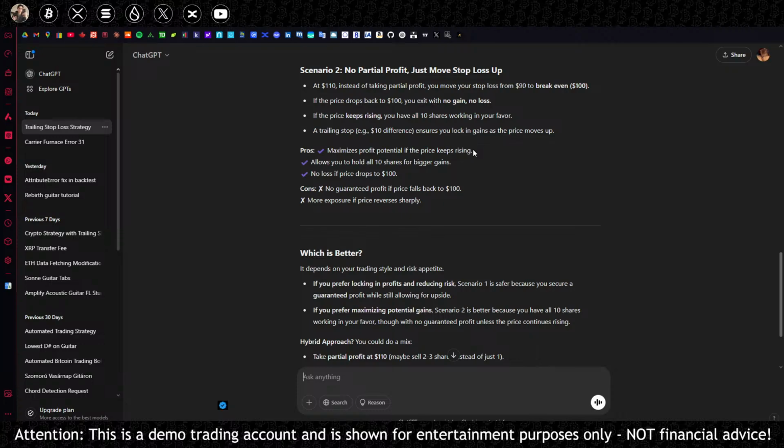Pros, it will maximize profit potential if the price keeps rising. Allows you to hold all 10 shares for bigger gains. No loss if the price drops to $100. The cons is that there's no guaranteed profit if the price falls back to 100, and more exposure if the price reverses sharply.